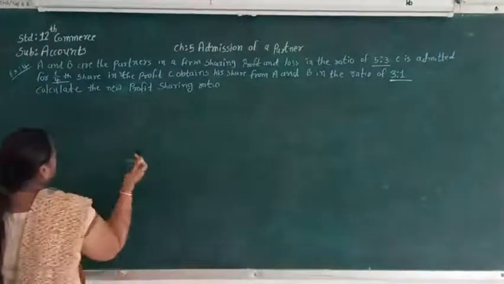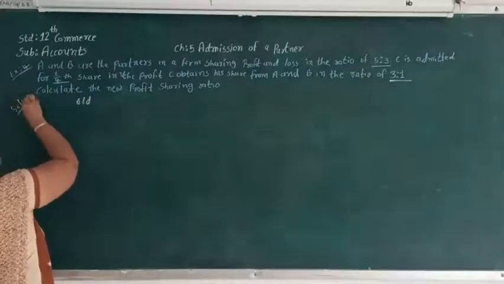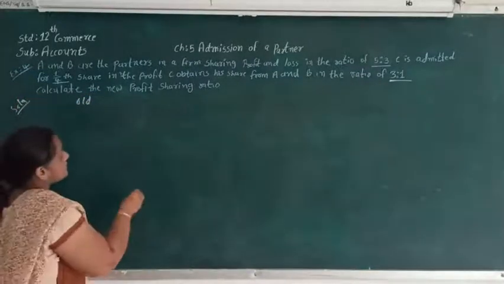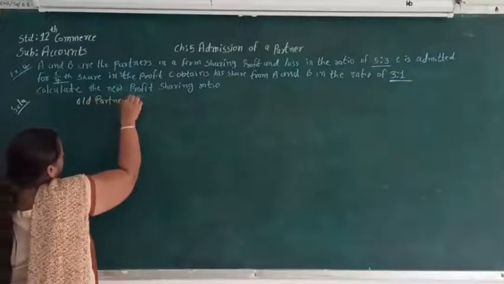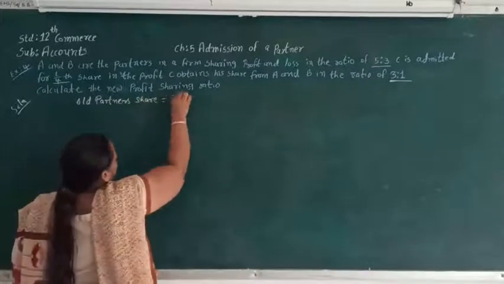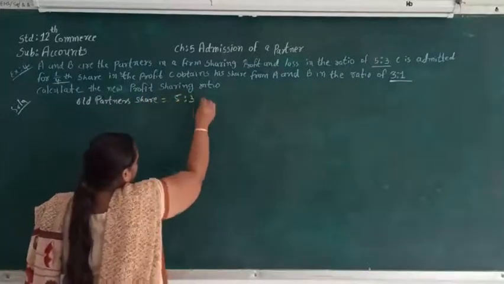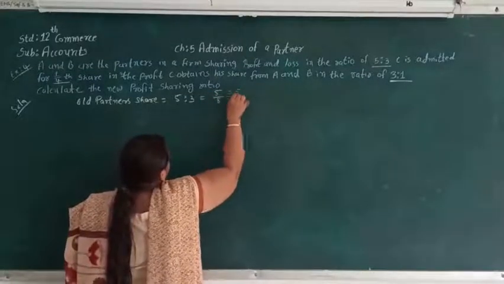So here the old partners' share is equal to 5:3. So that will be 5 by 8 and 3 by 8.